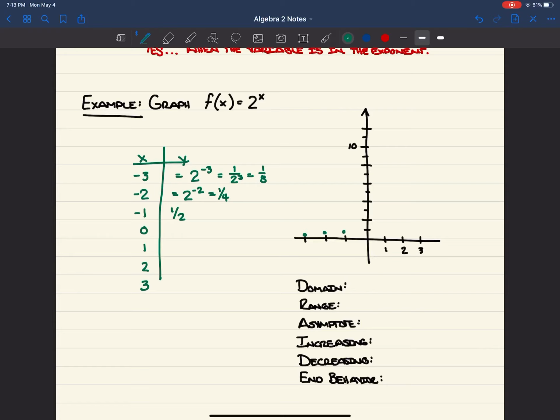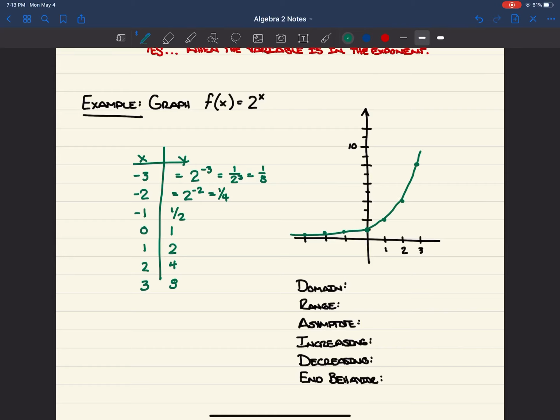If we plug 0 in, remember anything to the 0 power, because we're going to have 2 to the 0, well, that's 1. So then we could plot 0, 1, and then we can just keep going. If we plug 1 in, we're going to get 2. If we plug 2 in, we're going to get 4. If we plug 3 in, we're going to get 8, because 2 times 2 times 2 gives us 8. We plot that point, then connect these dots.